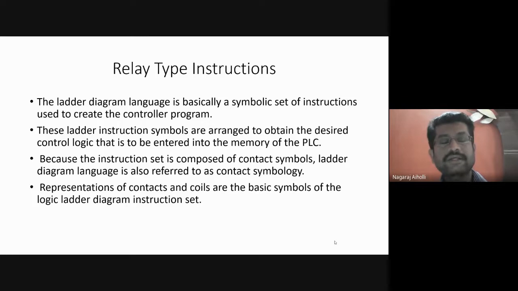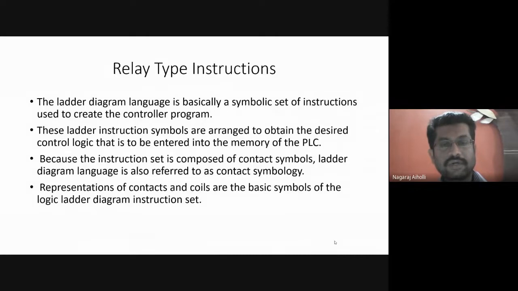These instructions are called symbols. For every instruction there is a particular symbol with which it is represented. Every instruction has its own symbol, right? And this particular type of terminology is called contact symbology, because it consists of the various symbols for every instruction.